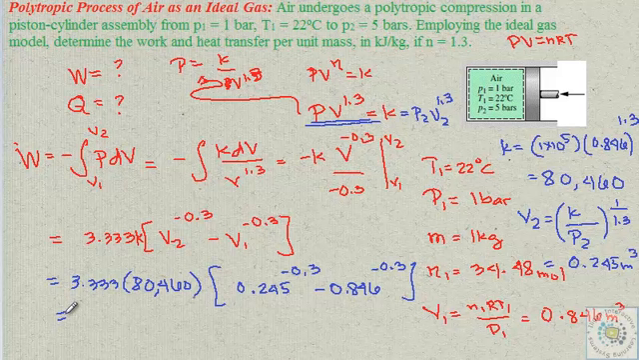0.245. Okay, so these things when multiplied together are supposed to give me 126,986 joules of work, or that's equivalent to 127 kilojoules. Okay, that's the work done by the surroundings. A positive sign means the surroundings do work on your system.